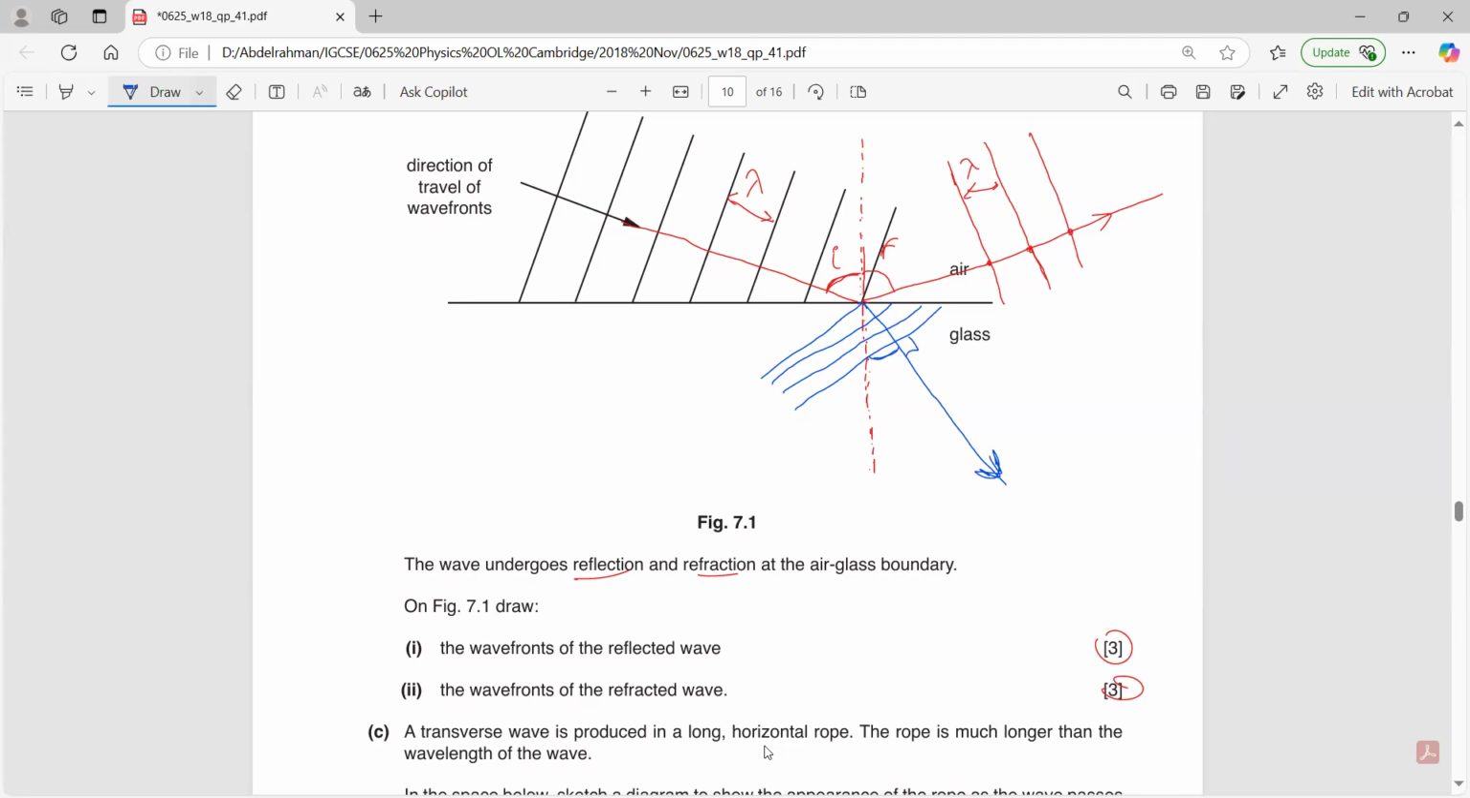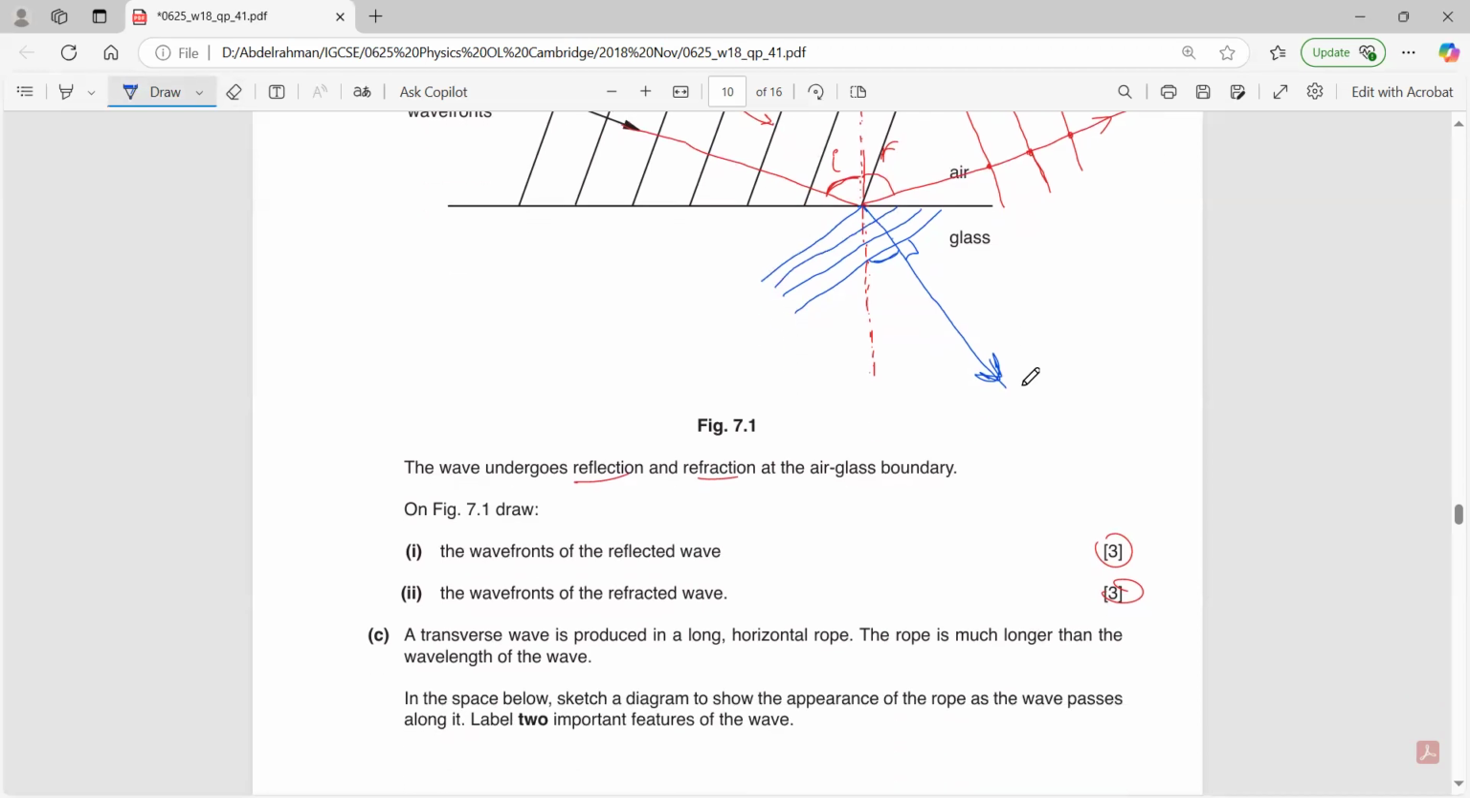And these wavelengths are equal. They're smaller than the initial wavelength, but they are equal. They have to be equal. Definitely, they have to be straight lines. You cannot have any lines that are not straight. So these are the reflected waves and the refracted waves.